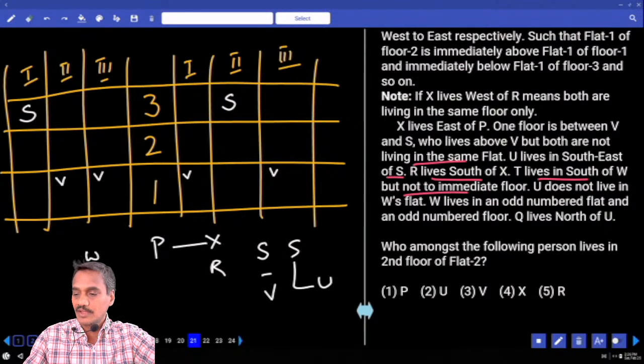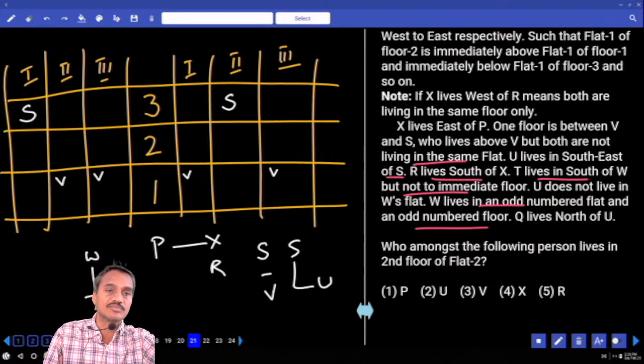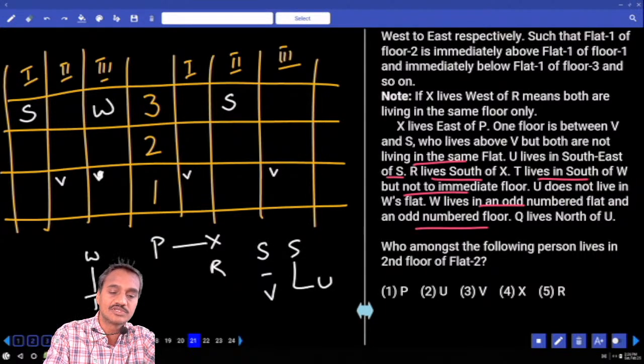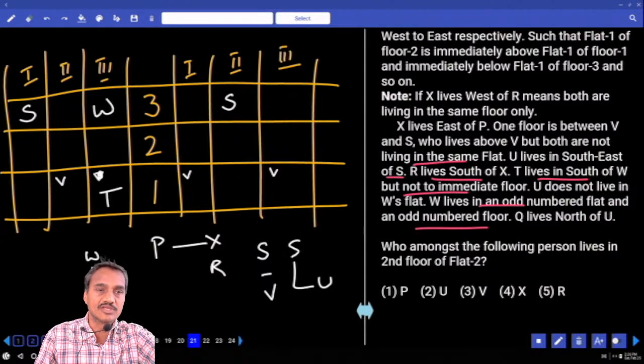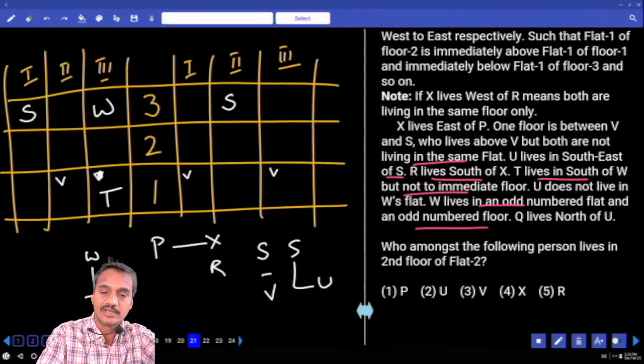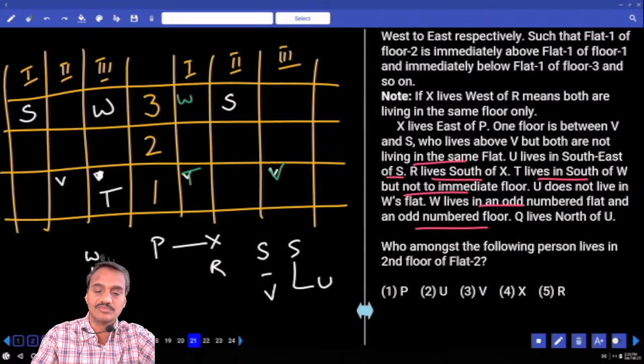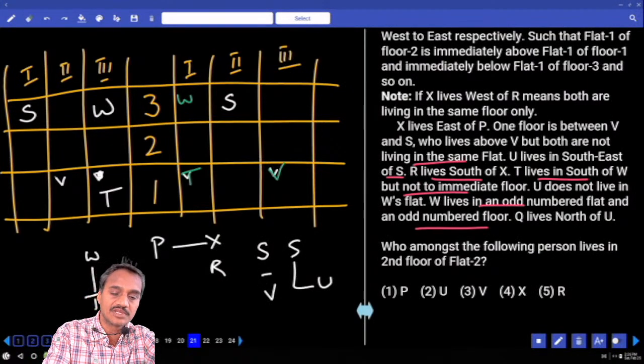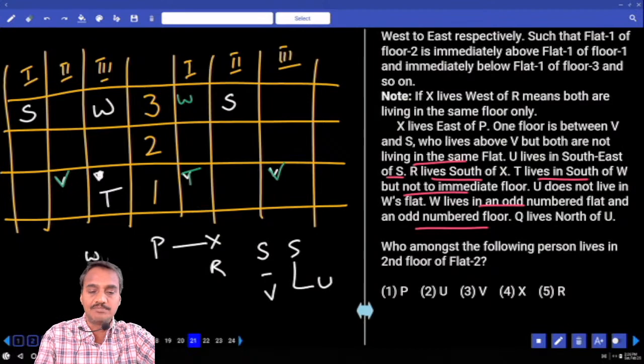And next one, W lives in an odd number flat and odd number floor. This is crucial info. Odd number floor and odd number flat, W is here. If W is here, T must be here, because T is to the south of W. T and W, how many possibilities do we have? We have two possibilities. Wherever W is, where is T? If T is here, then V will be here. And P and X.